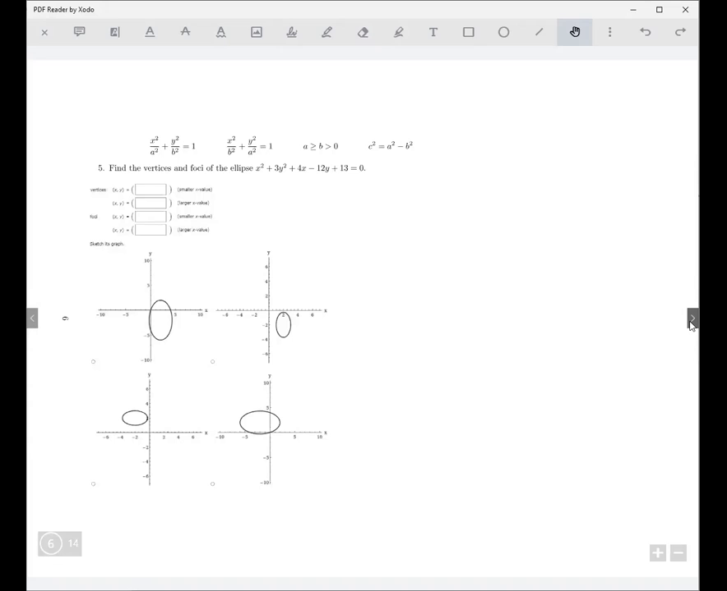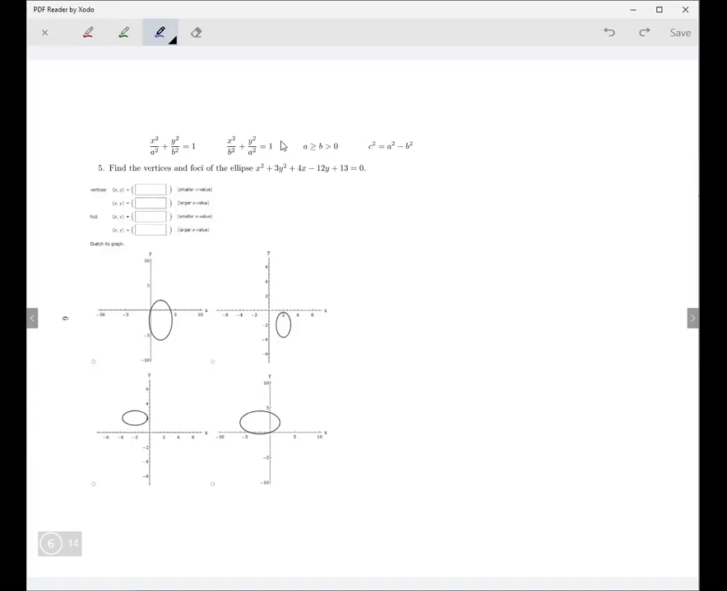This ellipse is in this kind of weird form here. So when you have it in this form right here, you have to put it into this form or this form. And the way to do that would be to complete the square first.